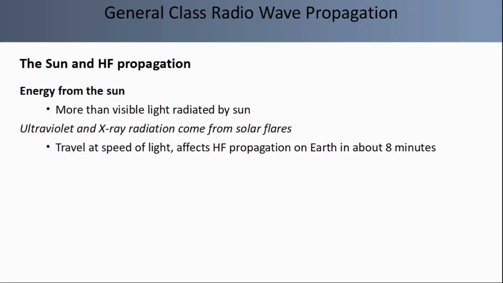Okay, ultraviolet light and X radiation are the same thing as visible light and radio waves. They are a form of electromagnetic radiation. So guess what? That means they travel at the speed of light, 300 million meters per second, same rate that radio waves fly through the ether at. So because it travels at the speed of light, ultraviolet or X-ray radiation from the sun can affect HF propagation on Earth in about 8 minutes.